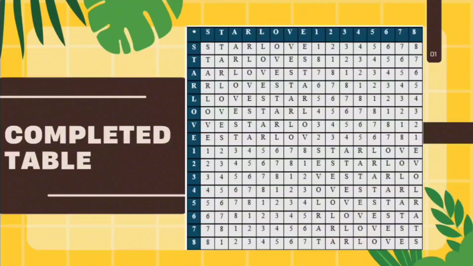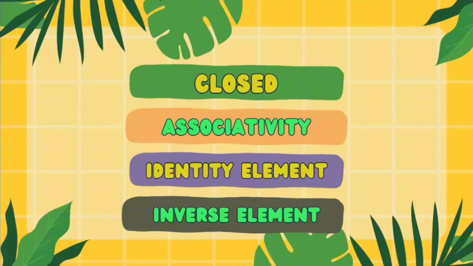So here is the completed table. These are the conditions that need to be satisfied to form a group structure: closure, associativity, identity element, inverse element.